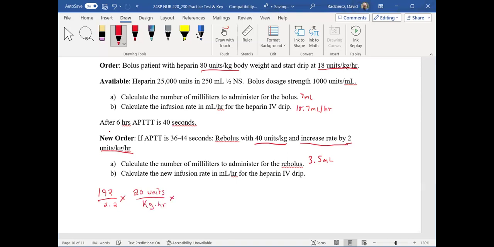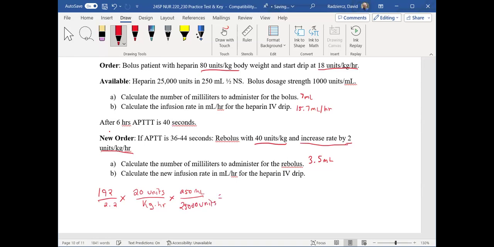And then you could set that equal, but I'm just going to continue on with the scenario. We're going to use our same IV because they're still hooked up to the same IV. All we're doing is changing what's listed on the infusion pump. So we want to increase it, and we just want to know what we're going to increase it to. And then 25,000 units.